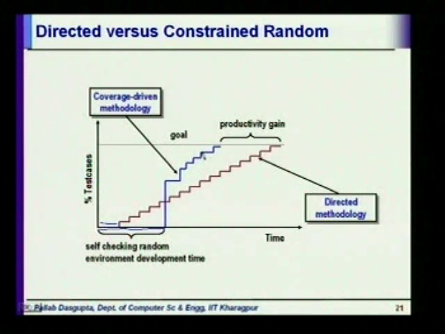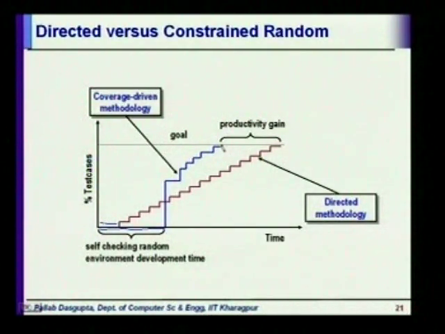Now when does it reach a saturation? When your random cases have covered all the common scenarios, and the only scenarios left are the corner cases, which are difficult to reach by randomization. That is when this is going to taper off. But typically you are reaching a very high level of coverage much faster than the directed approach. So this is the productivity gain. You are reaching here much faster than you would have reached otherwise.